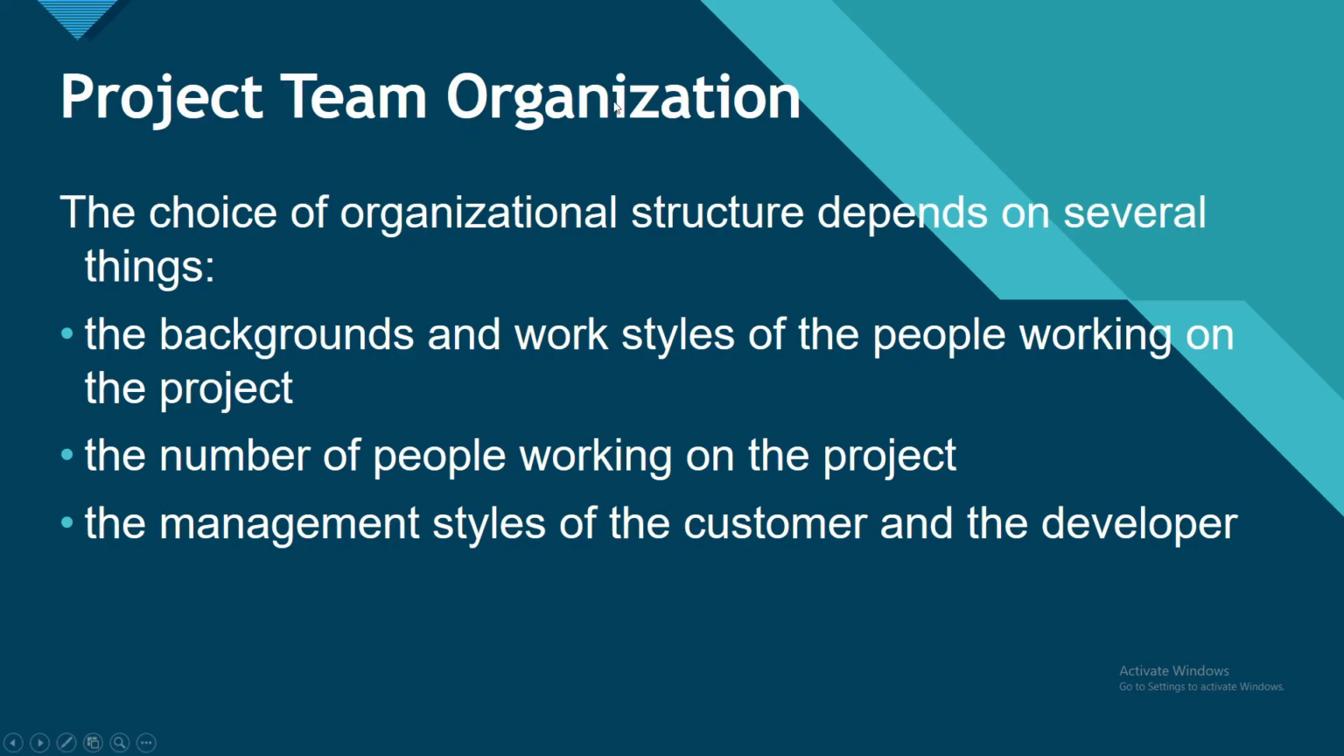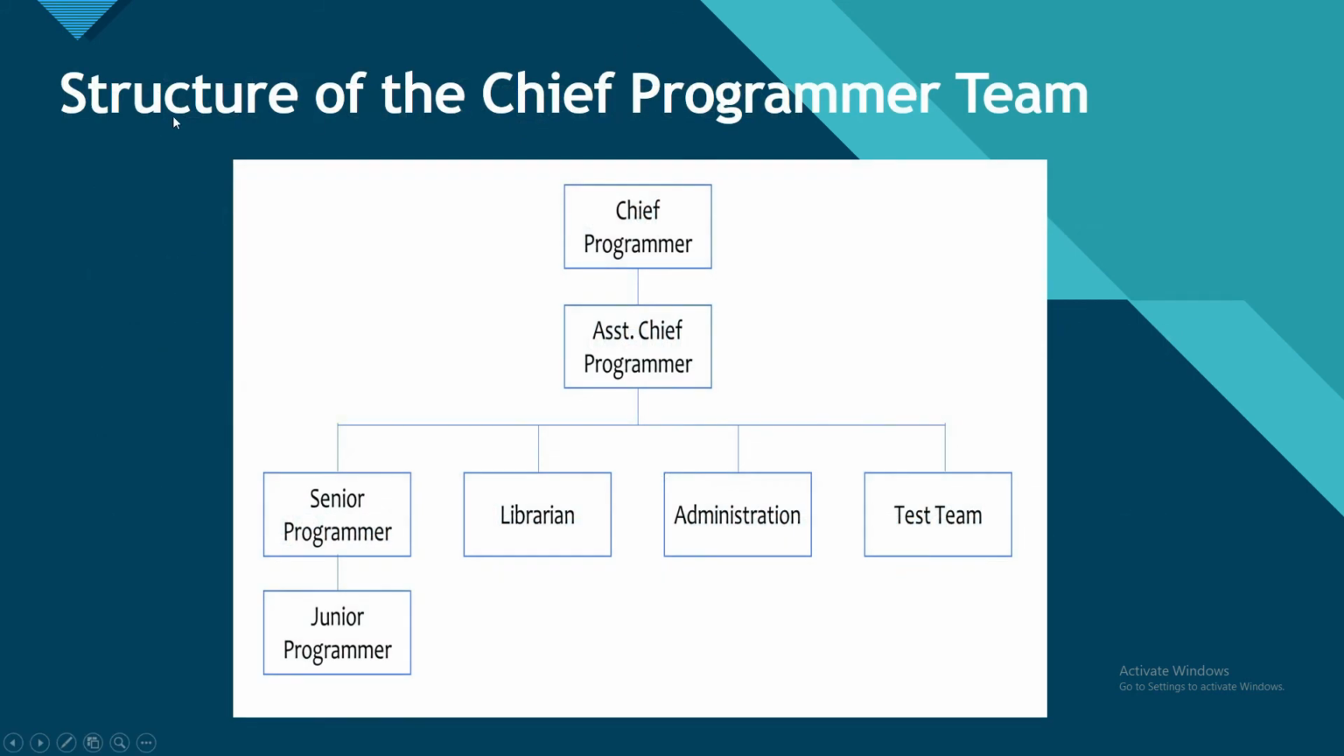So, project team organization. The choice of the organizational structure depends on several things: the background and the work style of the people working on the project, the number of people working on the project, and the management styles of the customers and developer. So here is the structure of the chief programmer team. As usual, the chief programmer is on top. Next, assistant chief programmer, senior programmer, librarian, administration, test team, and the junior programmer.